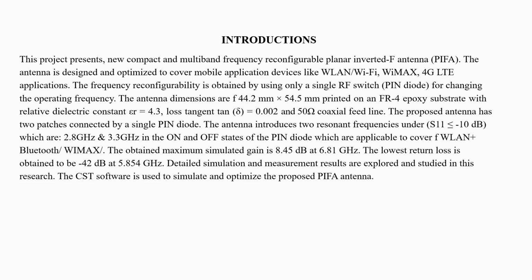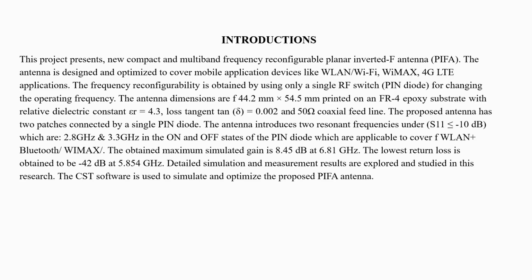The project explores diode placement, biasing voltages, and antenna dimensions to achieve a wide tuning range while maintaining stable radiation and impedance characteristics. Additionally, it investigates the integration of a diode within the antenna structure and develops a control circuit for precise voltage regulation. The antenna dimensions are 44.2 mm by 54.5 mm, printed on an FR4 epoxy substrate with a relative dielectric constant of 4.3 and loss tangent of 0.002, and a 50 ohm coaxial feed line.